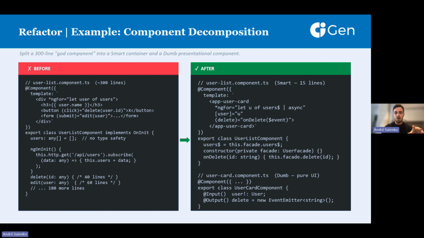On the right hand, we have the smart component, which is just 15 lines. It knows about data, selecting from the facade and dispatching actions, but has no HTML opinions. The dumb user card component handles the rendering and emits events upward. Now you can unit test the card with simple input mocks and completely isolate it from the HTTP layer.